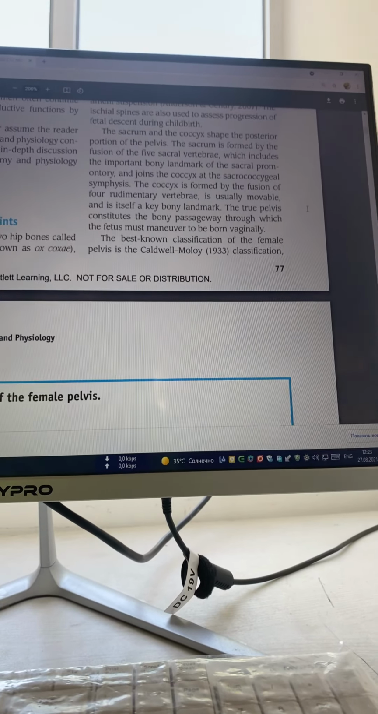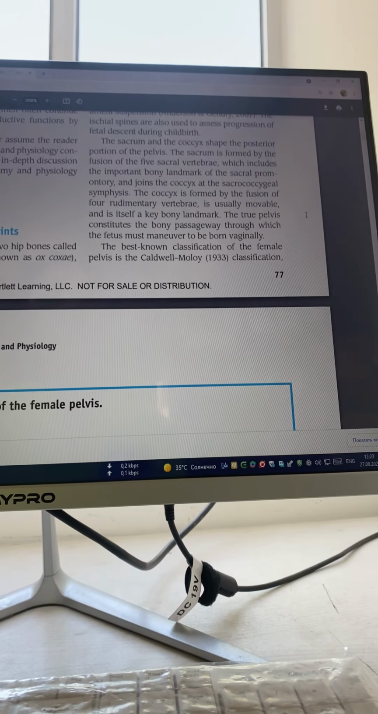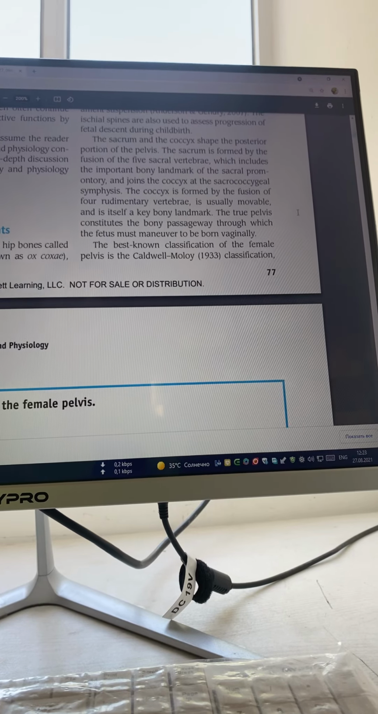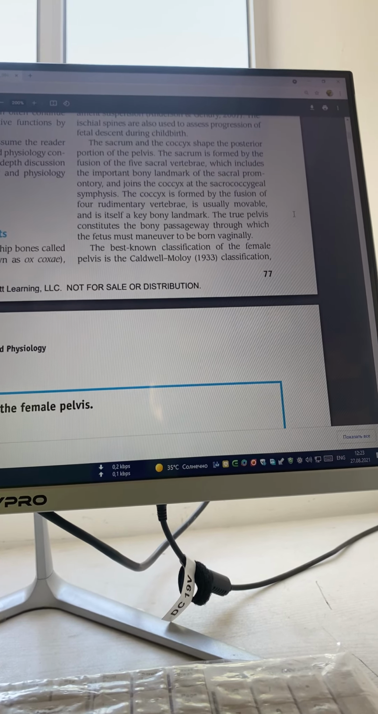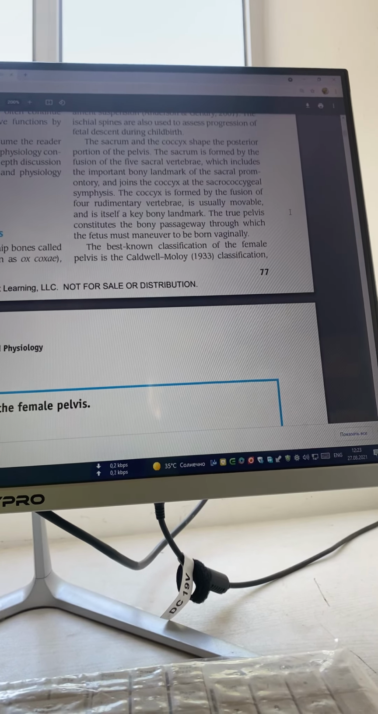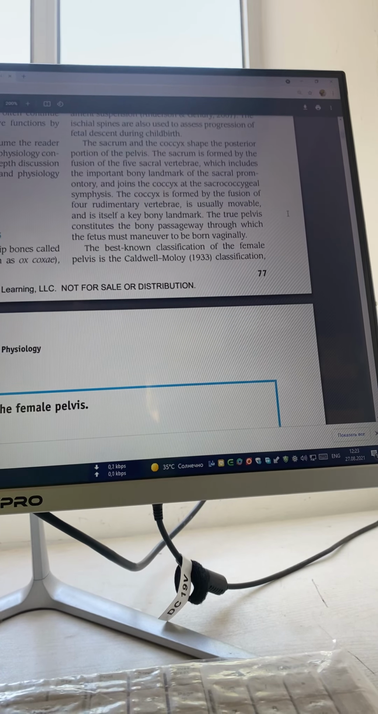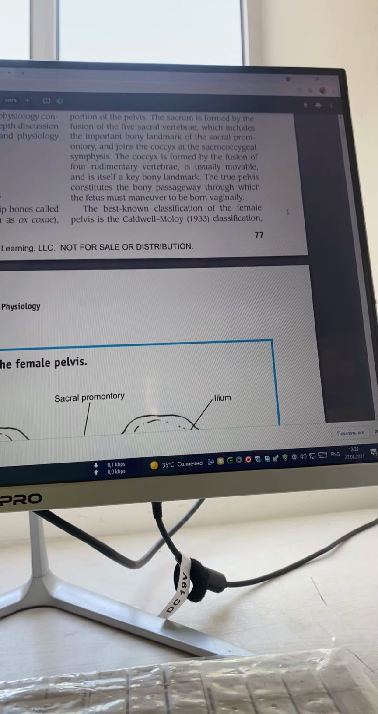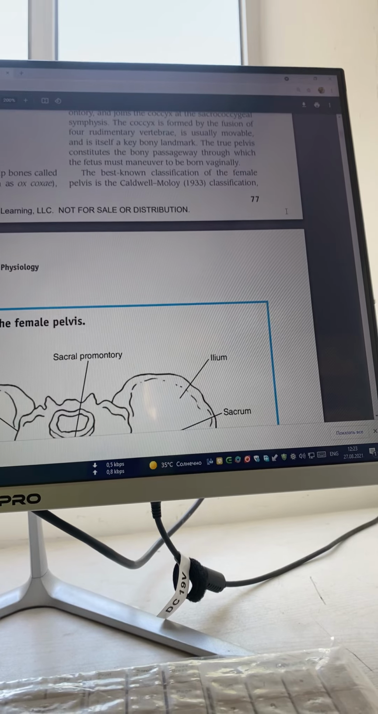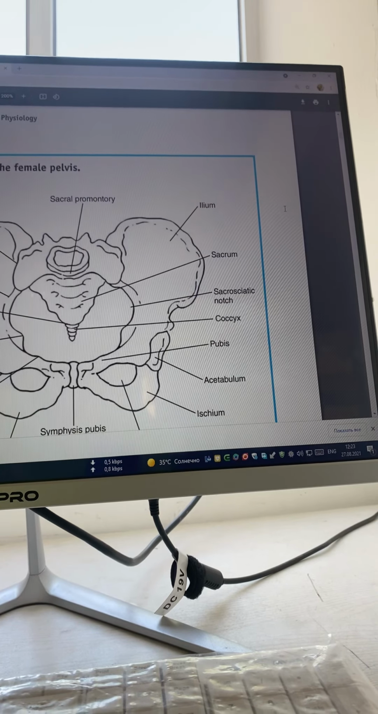the bony passageway through which the fetus must maneuver to be born vaginally. The best known classification of the female pelvis is the Caldwell-Moloy 1933 classification.